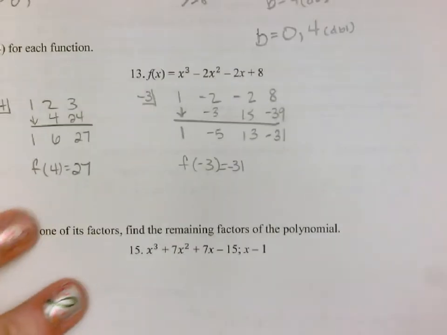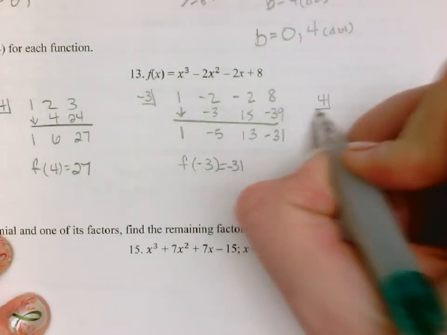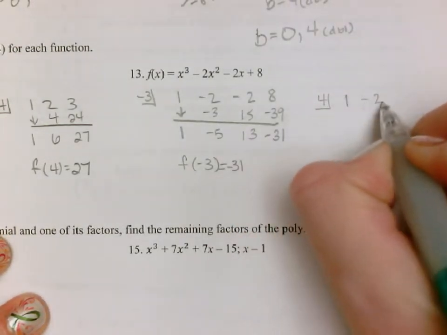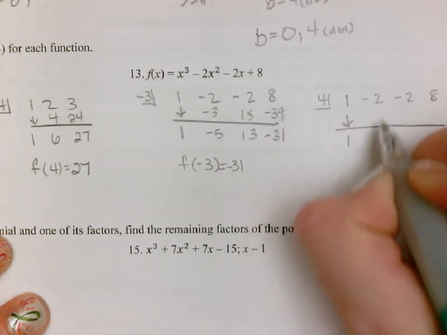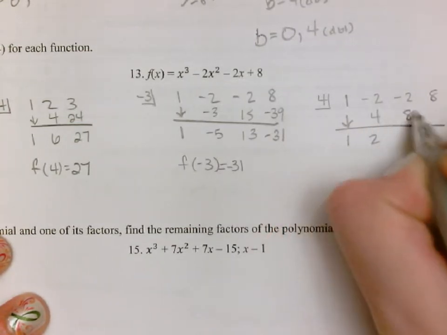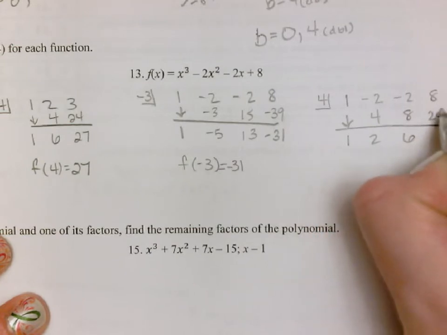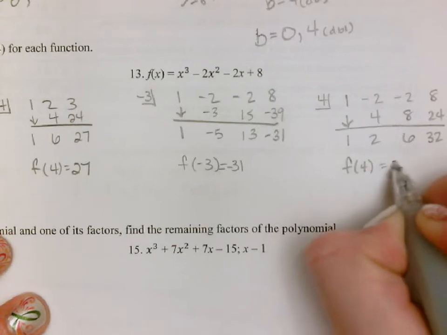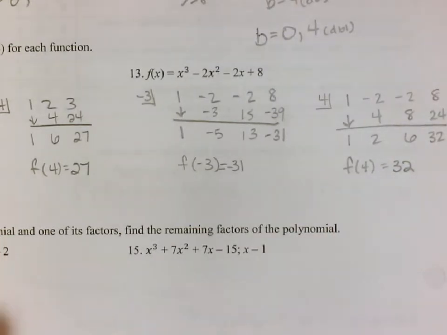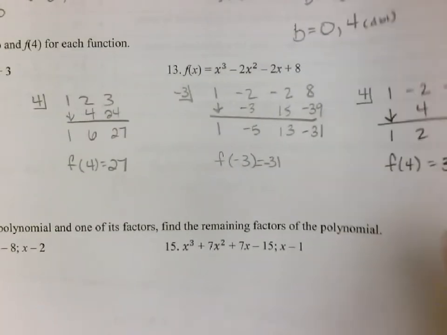So same thing with 4. 1, negative 2, 8. 1, 4, 2, 8, 6, 24, 32. So f of 4 equals 32. All right.